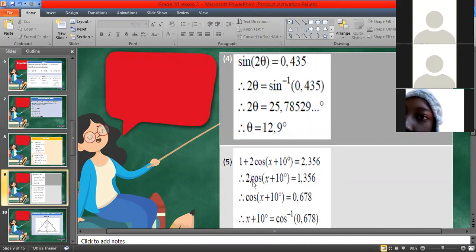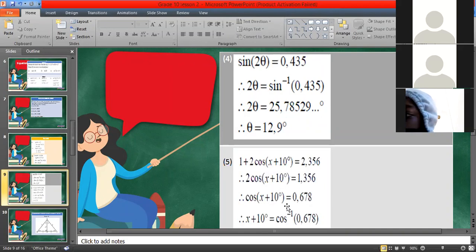Next, divide by 2. Move these 2 away by dividing both sides by 2. We're going to divide this amount by 2, and then we're going to have 0,678. So then you're going to have cos x plus 10 equals 0,678. Next, what do we do next? The cos we then have to go. So the cos we have to remove by transposing it, finding the cos inverse of what?